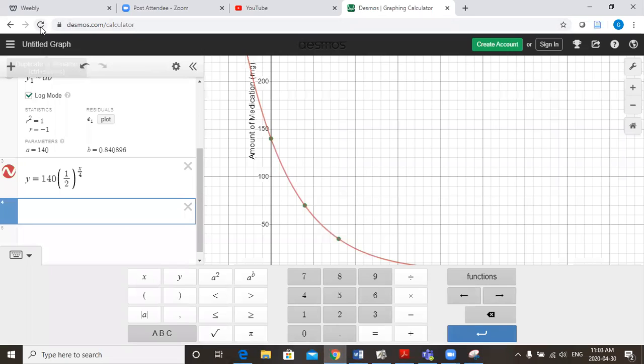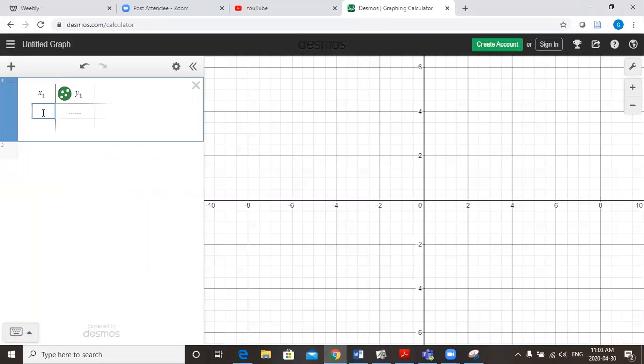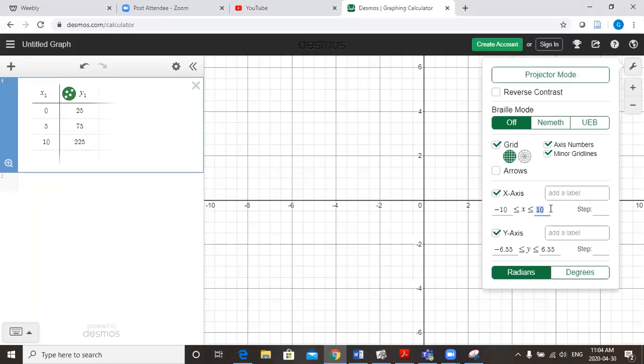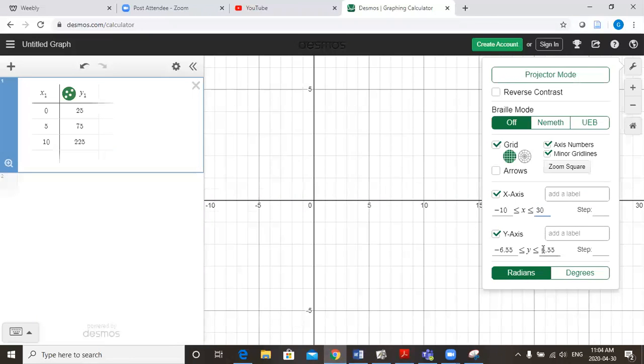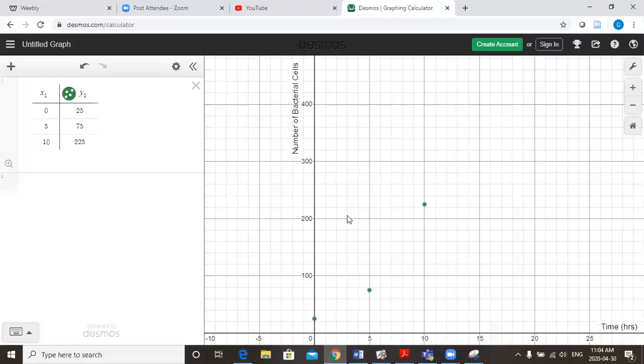We can go to Desmos, reset, add a data table, 0, 5, 10, 25, 75, 225. So we have our 3 data points. So our x, we'll go to 30 hours, and our y will go up to, say, 500. Our x-axis is time in hours, and our y-axis is number of bacterial cells. Okay, and there we go.